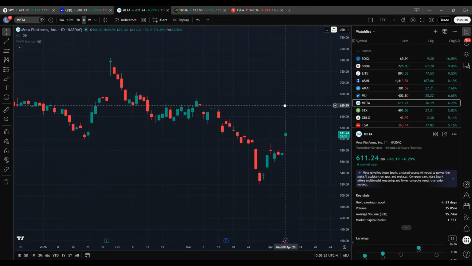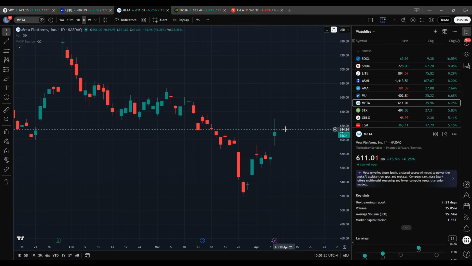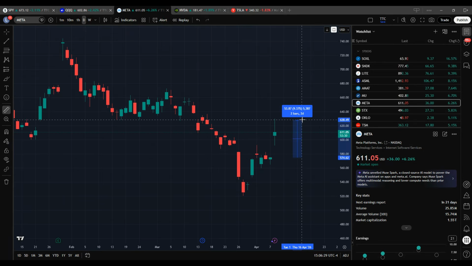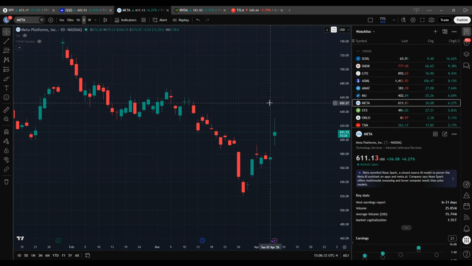So first off, Meta, right? Meta is green for the day, up 6% today. Great day. Was up over 9.5%, almost 10%, guys. Got basically to 630. Absolutely incredible. But the question is, now that it's pulling back, what can I expect? Where do I think it's going?